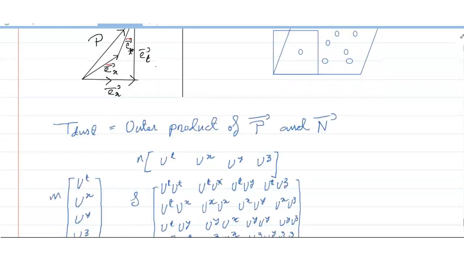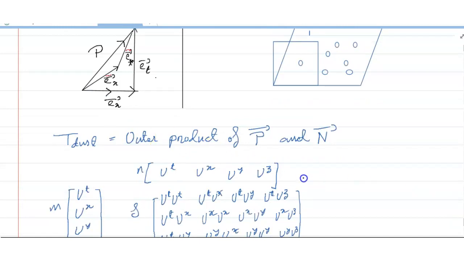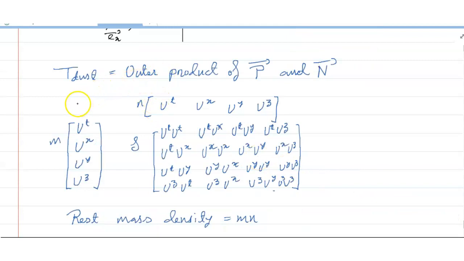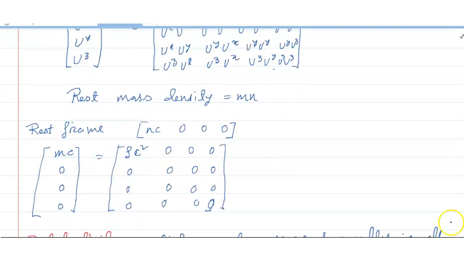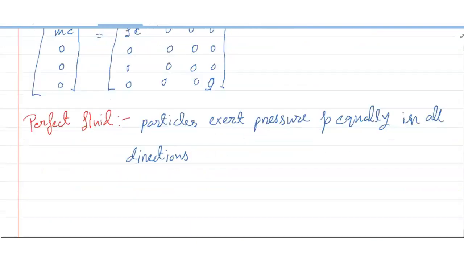Now T dust is equal to the outer product of P and N, and you will see that N has components ut ux uy uz, and the dimension is the multiplication utt, utx, uty, utz and so on, and rho is the mass density, equal to mn. Tensor product of four-momentum and number flux four-vectors, we get the matrix times rest mass density. This is the case of special theory of relativity, in the rest frame, and the perfect fluid.